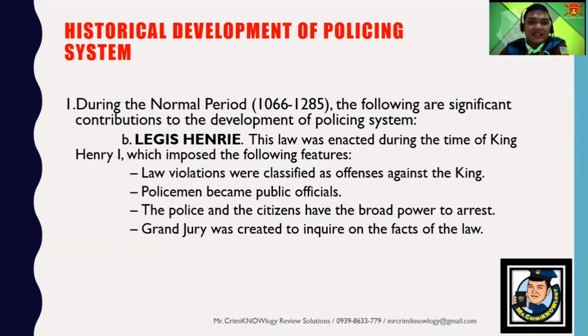Now, letter B is the Legis Henrici. This law was enacted during the time of King Henry I, which imposed the following features. Number one, law violations were classified as offense against the king. Policemen became public officials. The police and the citizens have the broad power to arrest. And lastly, grand jury was created to inquire into the facts of the law. This is the Legis Henrici, the time of King Henry I. Let's move on to the next.